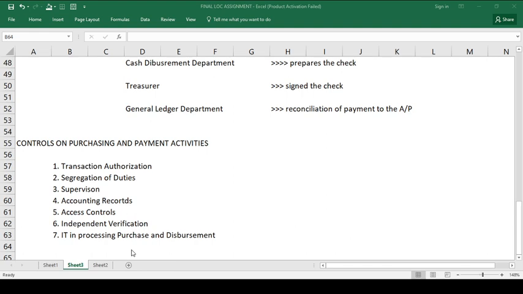Okay, there are certain risks, no? So we have those controls to prevent certain risks. Somehow, some of the risks were already tackled. Singit-singit na po. We have what we call the preventing of stockouts and excess of inventory, ordering unnecessary items, purchasing goods of inferior quality and buying from unauthorized suppliers, and kickbacks. Those are the most common risks on the purchasing and payment activities.